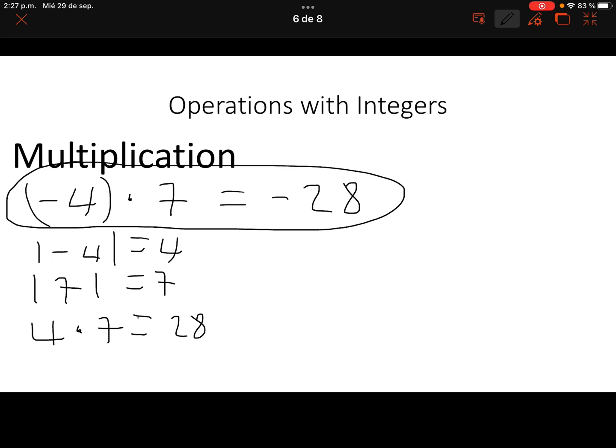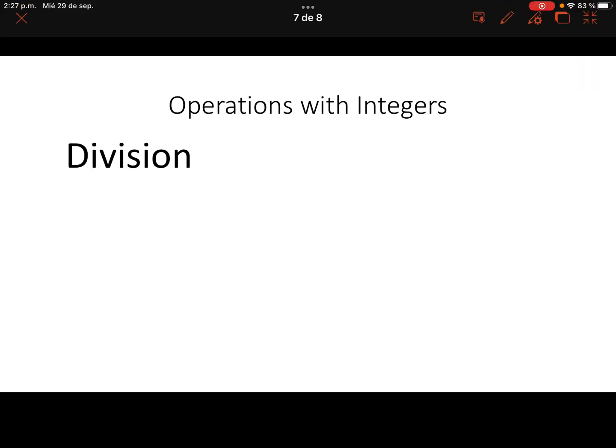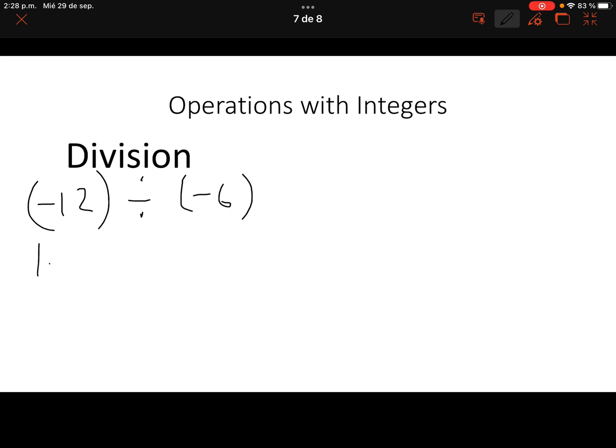Conclusion for multiplication: multiplication of two integer numbers with the same sign is always positive, and multiplication of integer numbers with different signs is always negative. Let's talk about division. The rule is exactly the same, but in a division. Let's consider this case with same signs: -12 divided by -6. The absolute value of -12 is 12. The absolute value of -6 is 6.